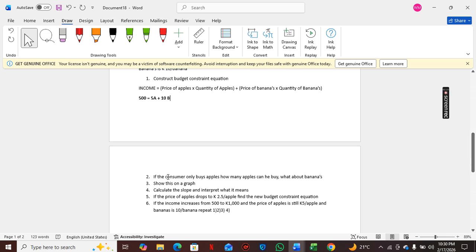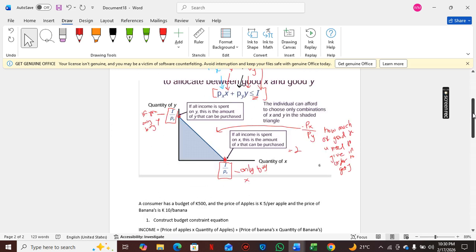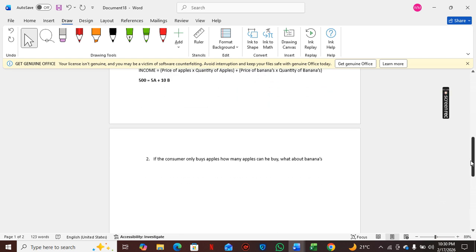Next part, if the consumer buys apples only, how many apples can he buy? And then also, what about bananas? So here, this is basically what, if we make the graph, it's these 2 points which we're talking about, okay, colleagues? The intercepts. So if this consumer just buys apples alone, we want to find out how many apples he can buy. So remember, the formula is just the income divided by the price of apples.